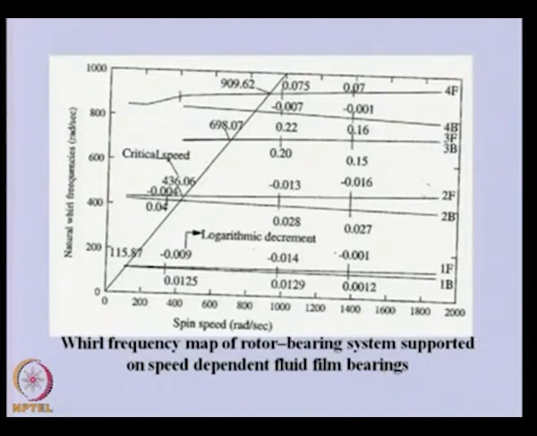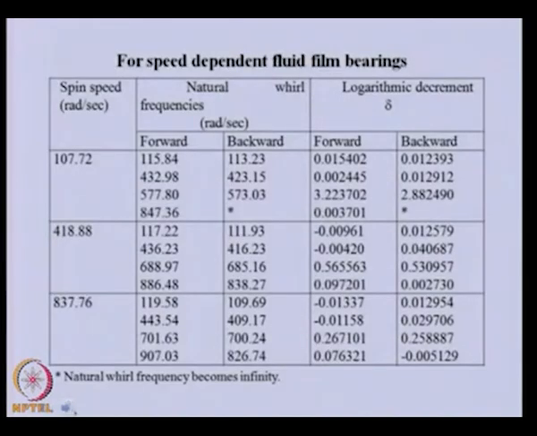Here you can see the similar modes, 1, 2, up to the 4th mode, and we have given even the logarithmic decrement of this. You can see that especially the lower modes are unstable, but the higher modes become unstable only at very high values of speed. This is the same as the whirl frequency values.